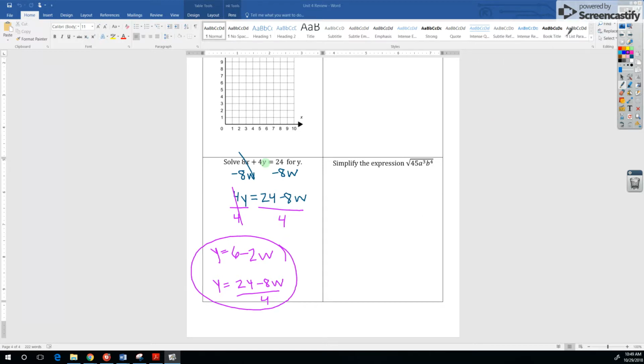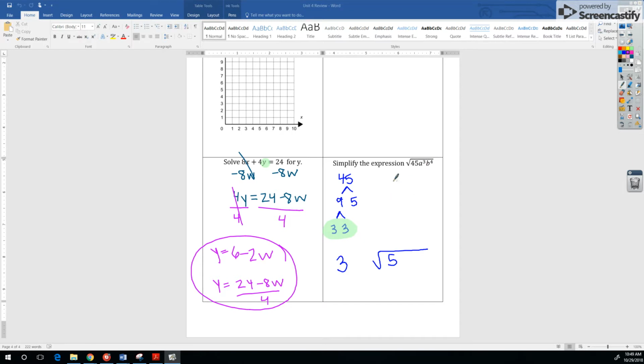Okay, last one, square root. I need to look at 45 and break it down. 45 is 9 times 5, and 9 is 3 times 3, but 5 is a prime number. 5 is only 5 times 1, just like 3 is only 3 times 1. So I look here and I have a pair. My 3 is going to be on the outside of my square root, and my 5 is going to be on the inside of my square root.